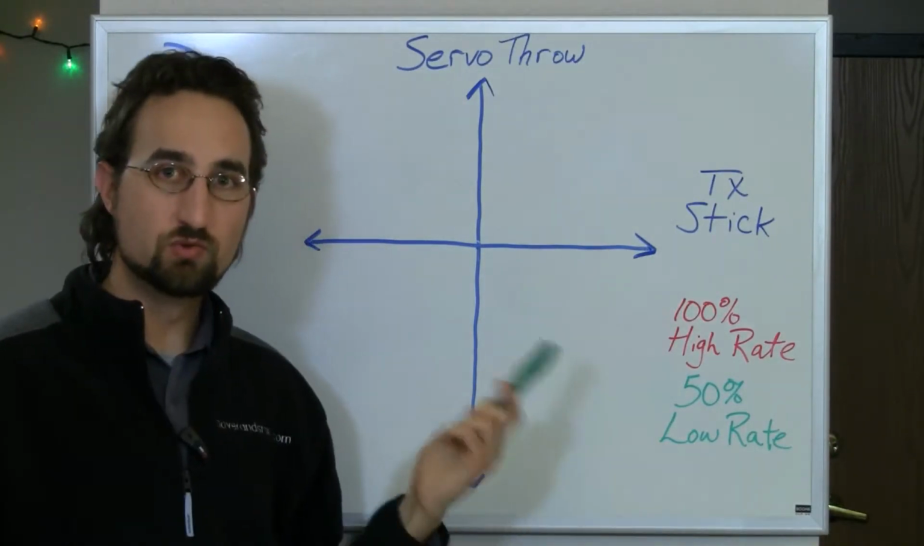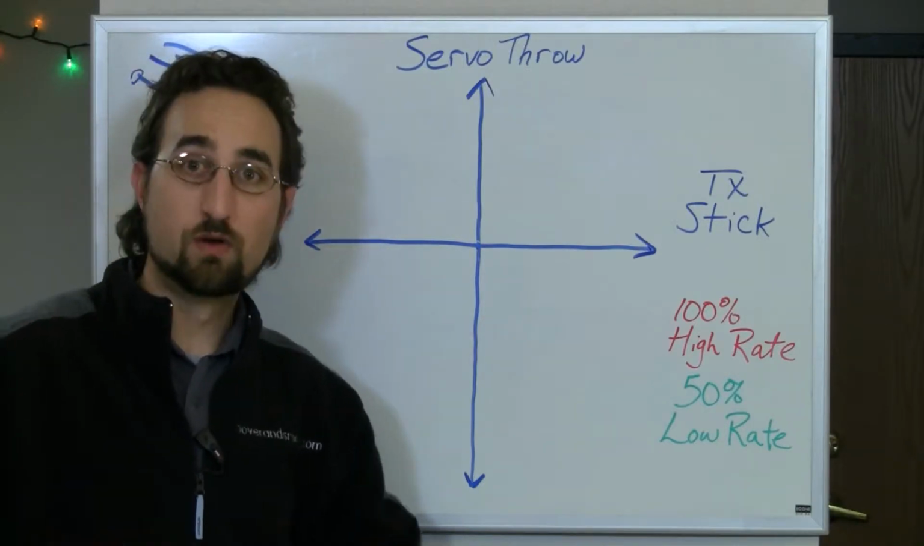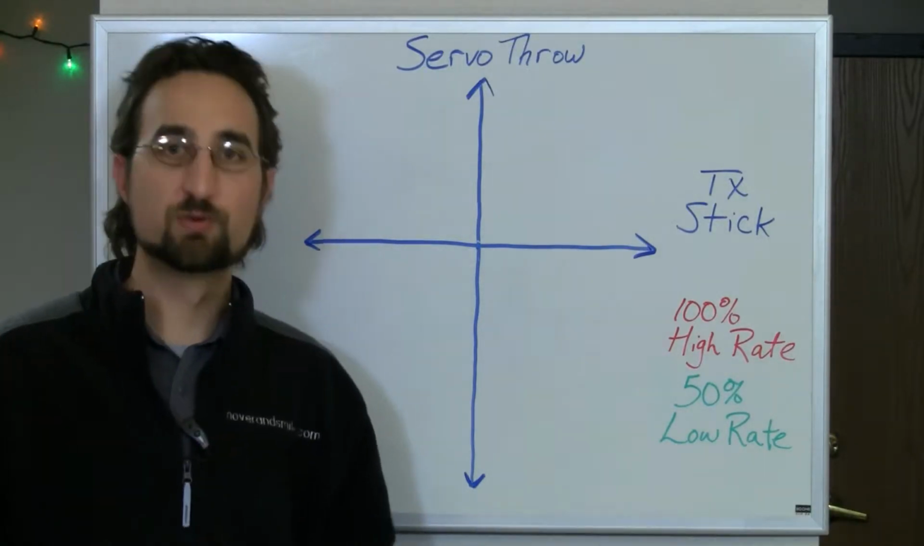This graph is very useful for explaining dual rates and exponential. Let's go over your basic default rate. And I call this the high rate because it's 100% of your throw.